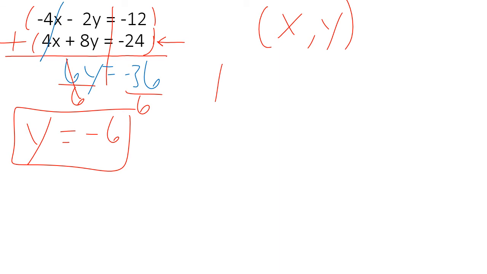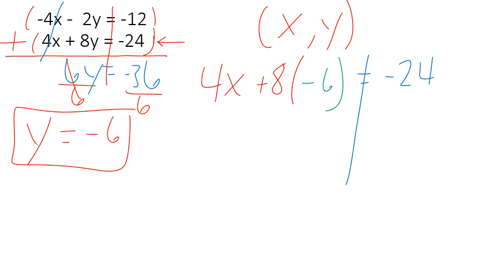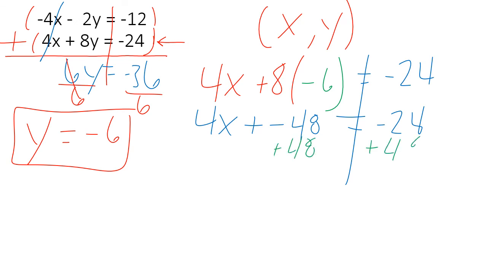So I have 4x plus 8, and then instead of y, I'm going to put negative 6 in for the value, so this is some substitution, equals negative 24. And I'm just going to simplify. I got 4x, nothing's happening to it, plus 8 times 6 is 48, but we know that 8 times negative 6 is negative 48, and then equals negative 24. Again, I'm trying to get x alone, so I need to get rid of this negative 48. I can do that by adding 48 to both sides. Adding 48 to both sides.